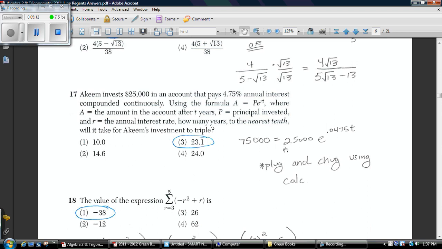17, I'm sure you could have done 17 with logs if you really wanted to, but all I really did was, they want Akeem to have triple the investment, so 75,000's over here, and then honestly, just take these numbers and plug them in for t. It's so easy using the calculator. Why waste the mental energy reorganizing things and whatnot?